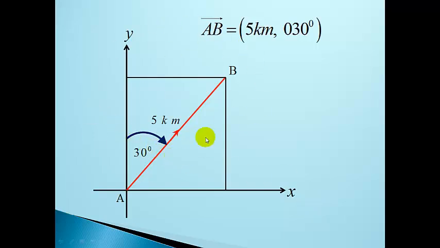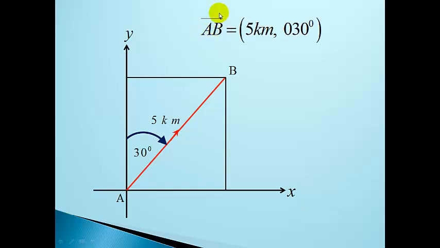Now, when we consider this diagram, we have the y-axis, we have the x-axis. Vector AB is equal to 5 kilometers and the bearing is 30 degrees. Now take note that bearings measure rotation in the clockwise direction from the positive y-axis.